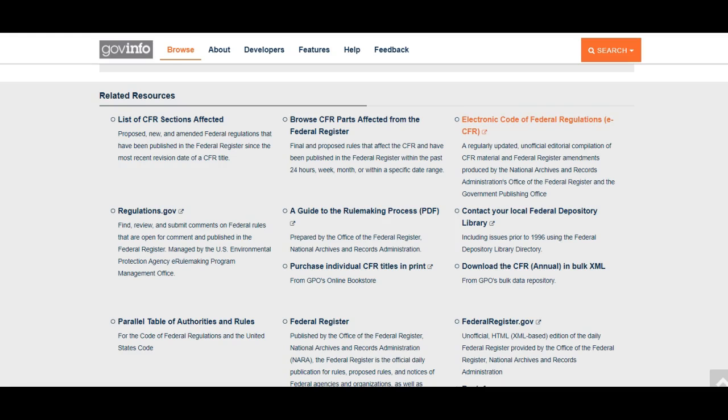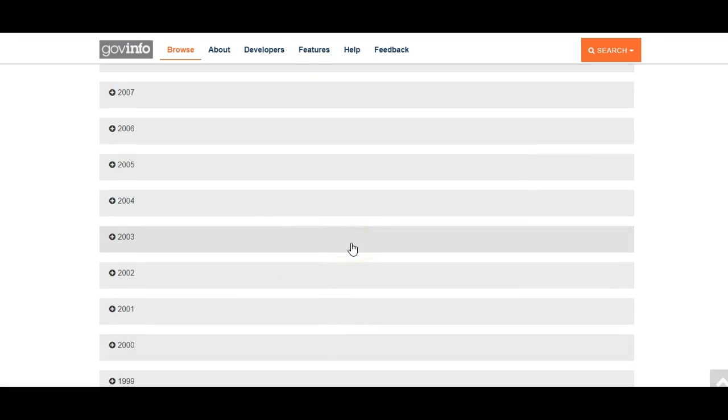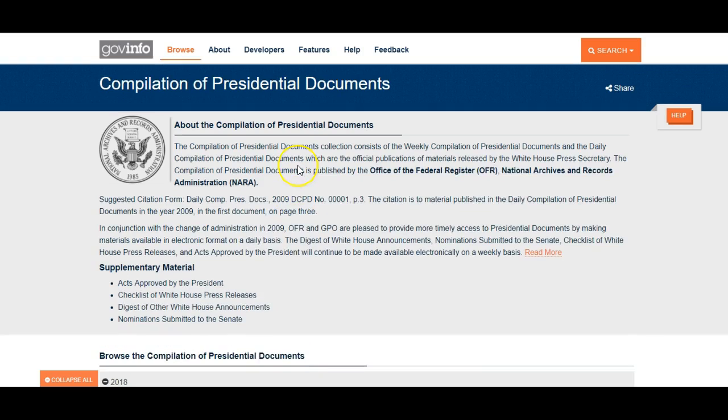GovInfo actually does have some administrative decisions, but it's rather hit or miss in my experience. And that's the eCFR we couldn't find. Okay. Any questions about federal? That was just meant as a quick review to set the stage for when we talk about state administrative sources.